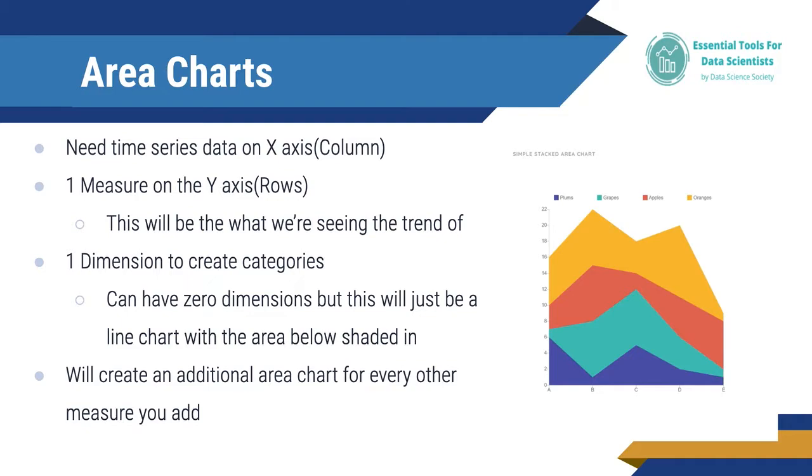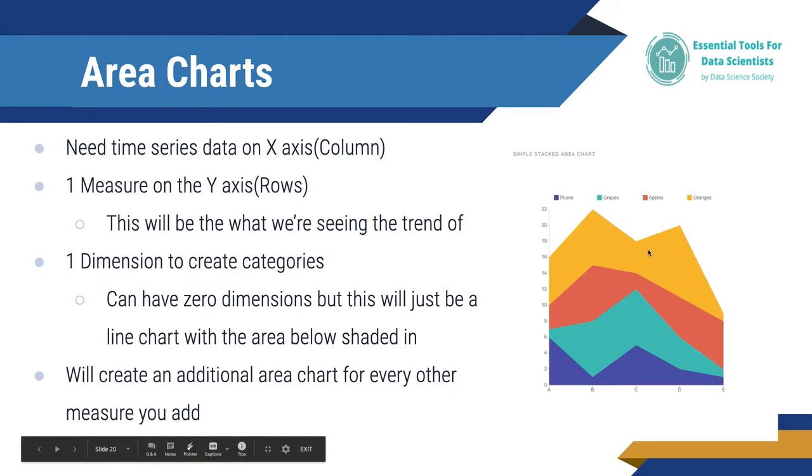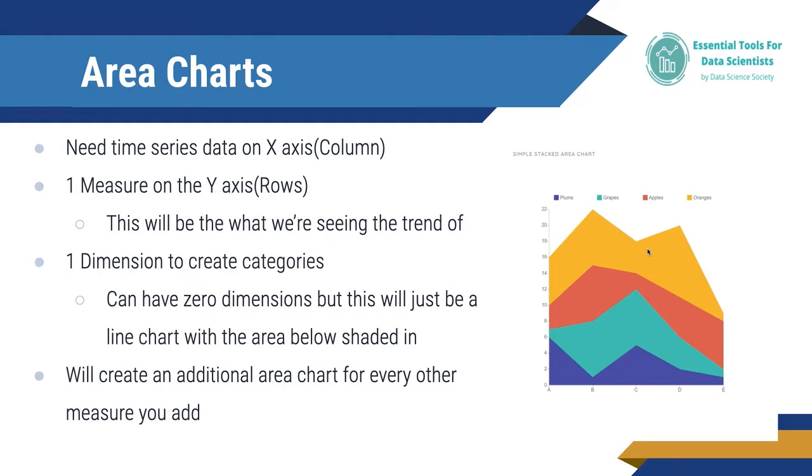Now, about how we'd implement area charts in Tableau. Very similar to a line chart, we need to have time series data on our x-axis, and that's going to be a column measure. We again need one measure on the y-axis. That's basically what we're seeing the trend of. In this case, it was total number of fruits, but it can be anything you want it to be.